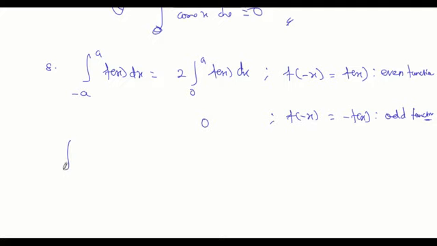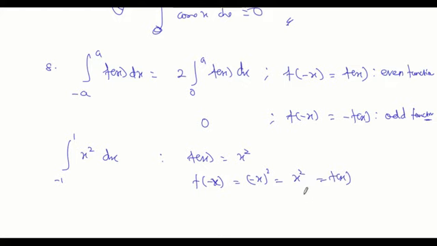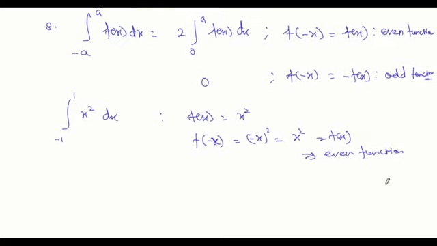We shall take one example, children. Integral minus 1 to 1 x square dx. I take f of x as x square itself. I apply f of minus x, which is minus x whole square, nothing but x square only, that is f of x. So it is an even function. So what will I do, children? Immediately I will write integral minus 1 to 1 x square dx is 2 times integral 0 to 1 x square dx. I am giving the simple example for your understanding.